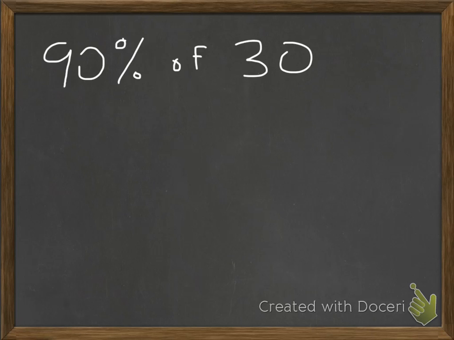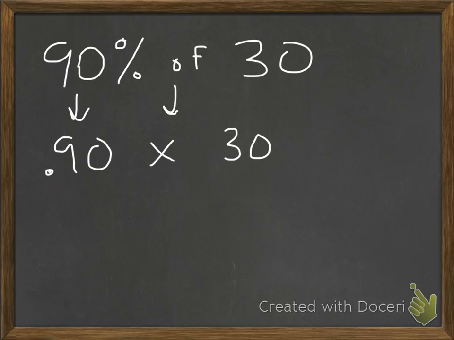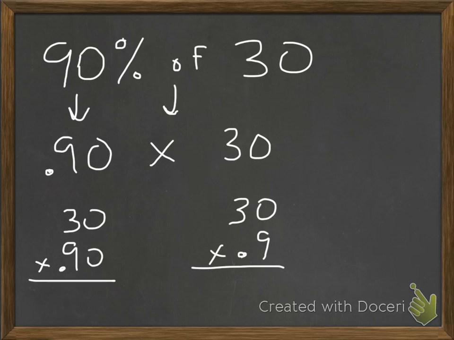We have 90% of 30. So this is going to become a decimal. Of becomes multiplication, and 30 just stays the same. So I can do this one of two ways. I can go 30 times 0.90, or I can go 30 times 0.9. So here 0 times 0 is 0, 0 times 3 is 0. Add my other 0, then 9 times 0 is 0, 9 times 3 is 27. 2 places, 1, 2. So my answer would be 27. 90% of 30 is 27.